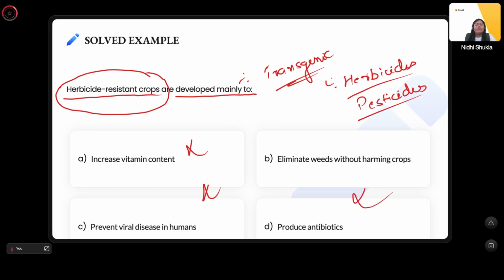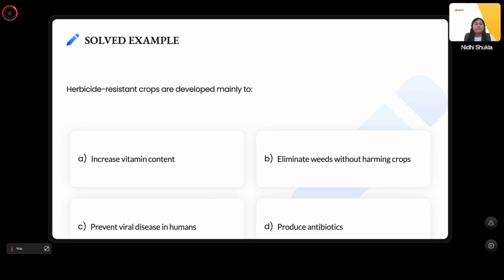No. Produce antibiotics? No. To eliminate weeds without harming crops. Okay, so the principle or the vision behind creating herbicide resistant crops, or for that matter pesticide resistant crops, as you know, Bt cotton, was to create a sustainable environment. So herbicide resistant crops can eliminate weeds without harming crops.